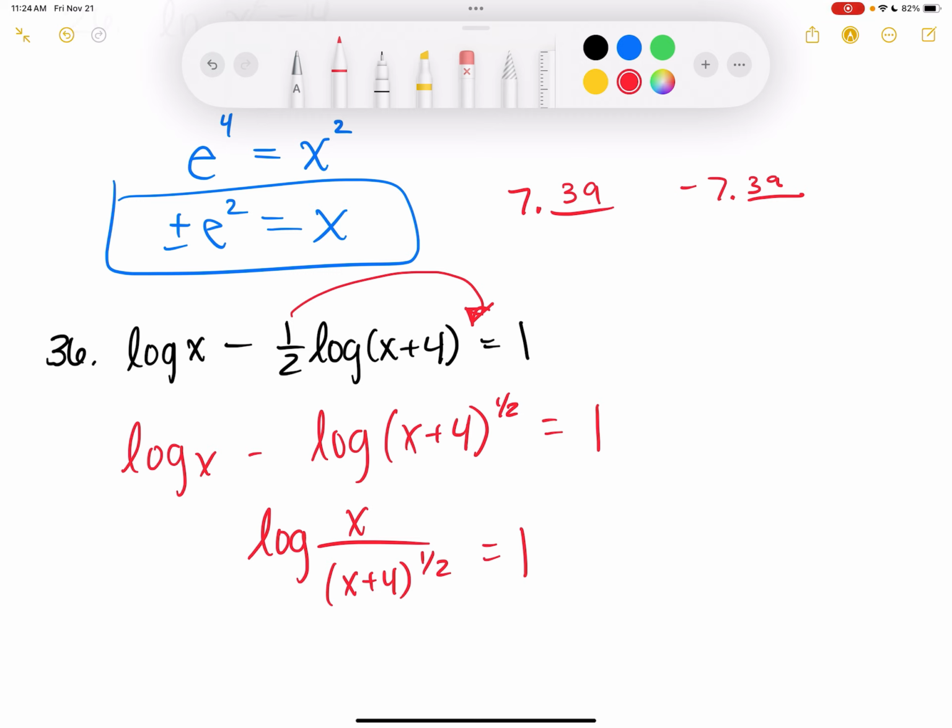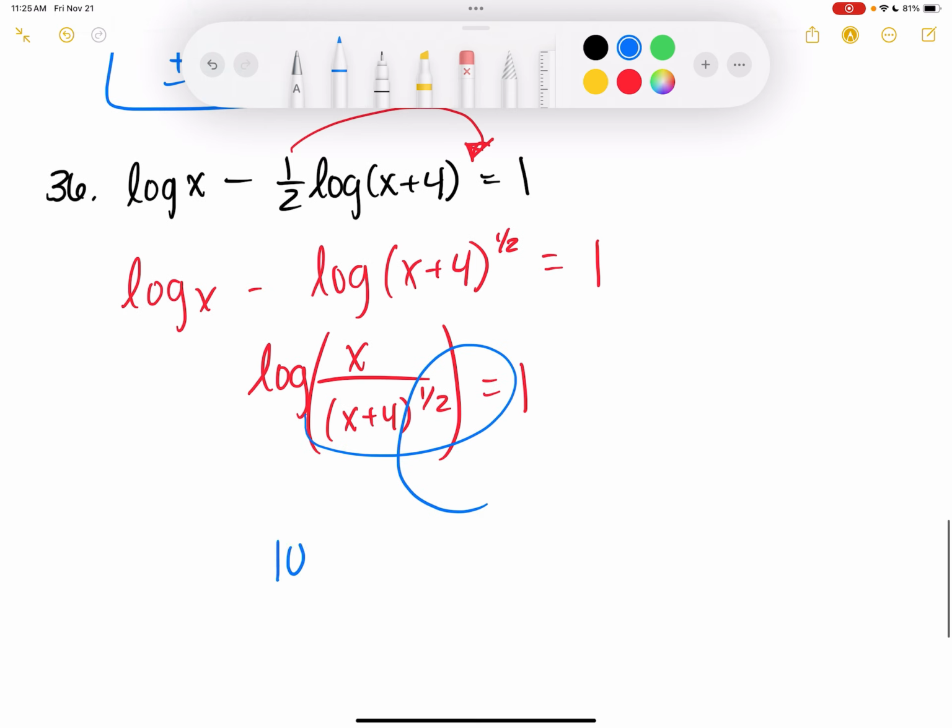So you don't put parentheses around the fraction? If you're putting it in your calculator, you would have to, because otherwise it's not going to know. However, your calculator's not going to do anything for you here because of the x's. So now I would use the exponential to attempt to solve this. So we'd have 10 to the 1, or just 10, is equal to x over x plus 4 to the 1/2.